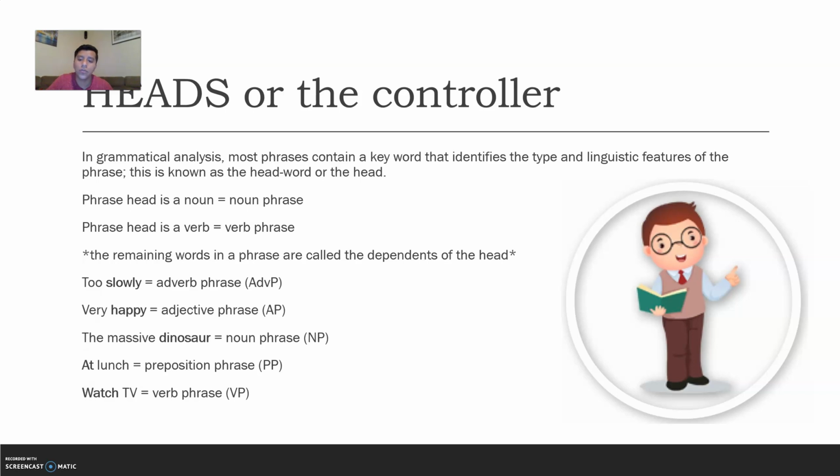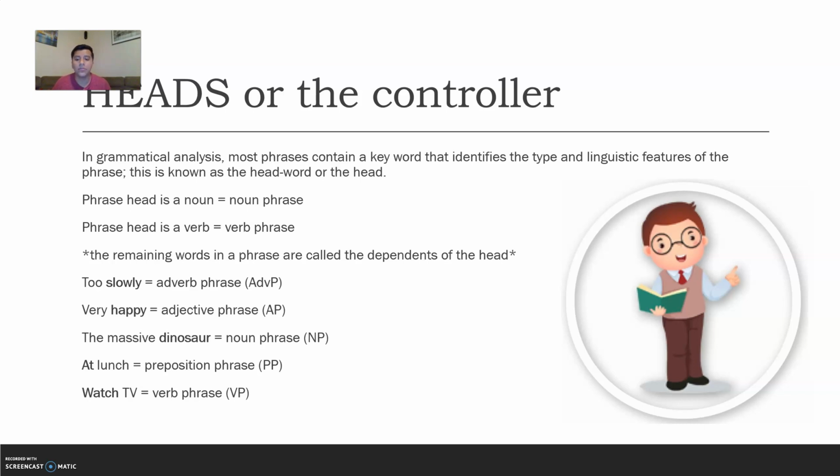Heads, or the controller. Now in this case we're going to be talking about grammatical analysis. Most phrases contain a keyword that identifies the type and linguistic features of the phrase. This is known as the head word, or just the head. When the phrase head is a noun, it is a noun phrase. When the phrase head is a verb, it's called a verb phrase. The remaining words in a phrase are called the dependents of the head.